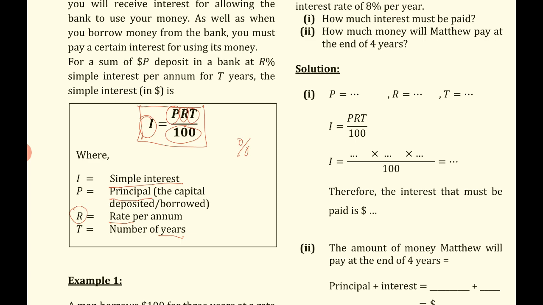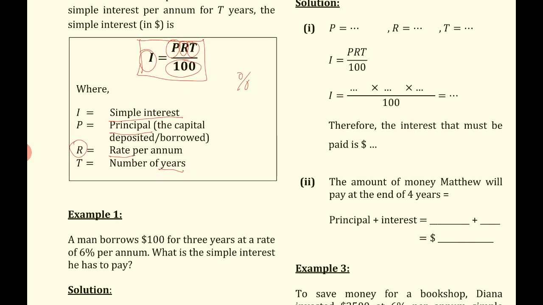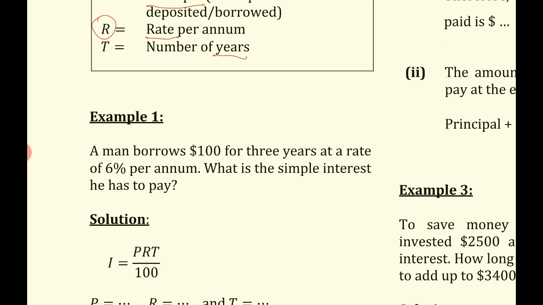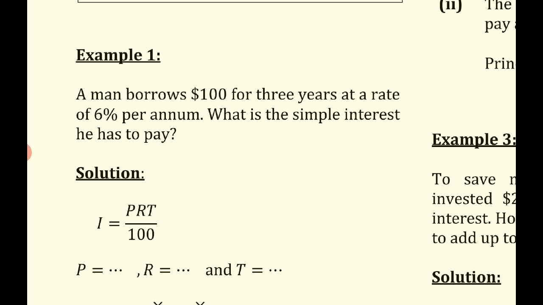Okay, so let's take a look at example one, using the formula. A man borrows $100. So this is the initial money that a man borrows. So this is P, the principal, for 3 years. 3 years means the time, T. Okay, at the rate of 6%. So 6% here is the rate, the R.